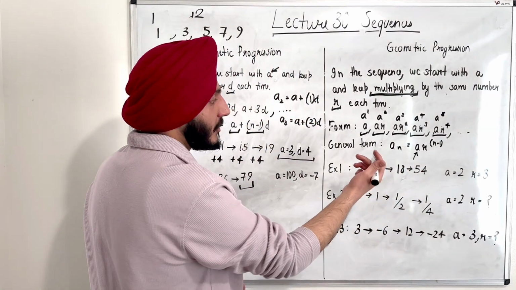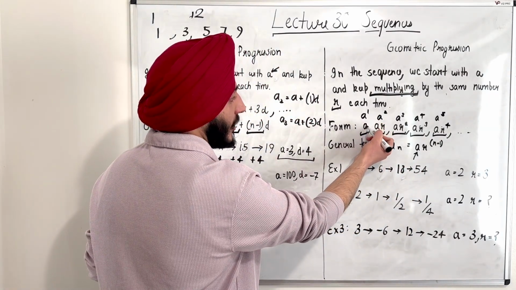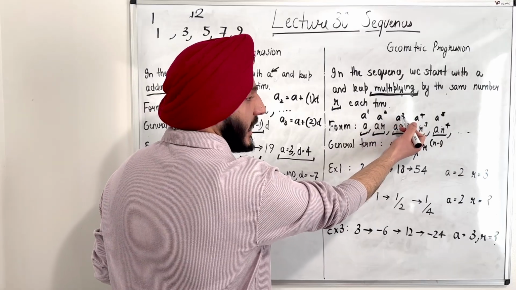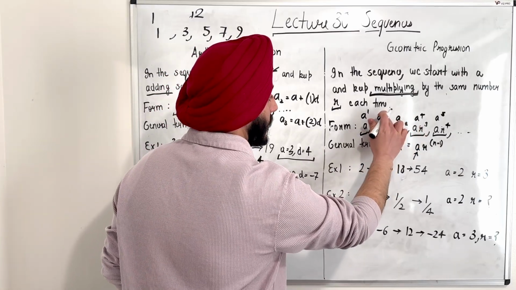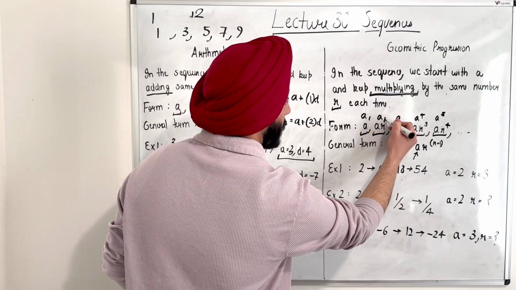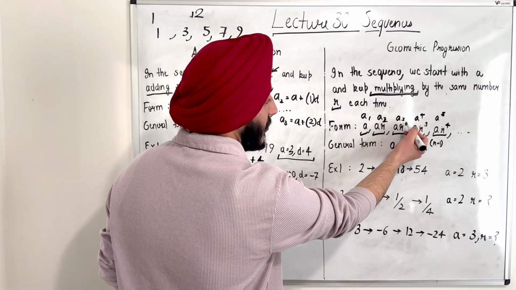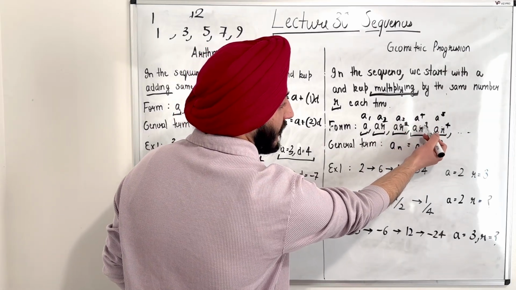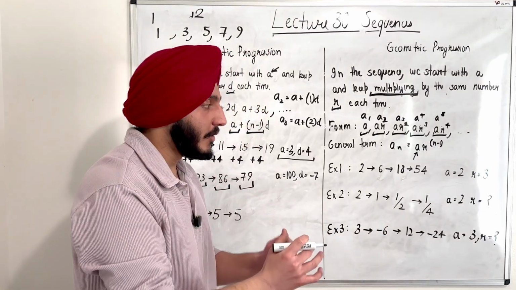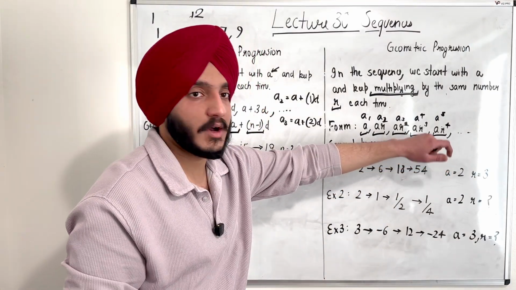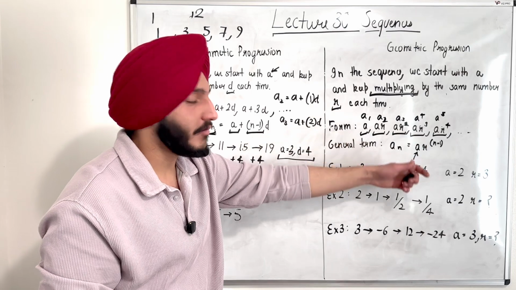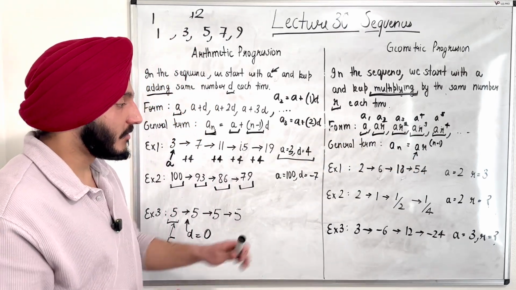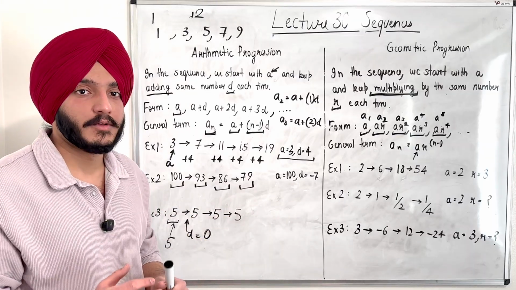So why is this the general term? Start with A1. Over here, I have just A. For A2, I have R one time. When A is 3, R is to the power of 2. When A is 4, R is to the power of 3. So it's pretty much the value A, and R is to the power of N minus 1. I've given 3 examples over here, very important examples to understand.